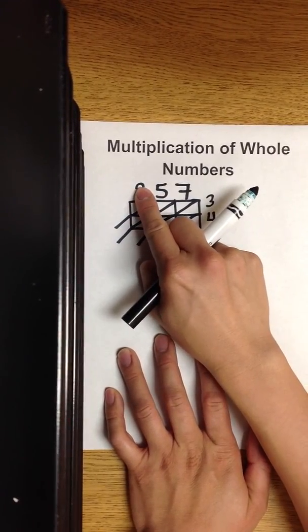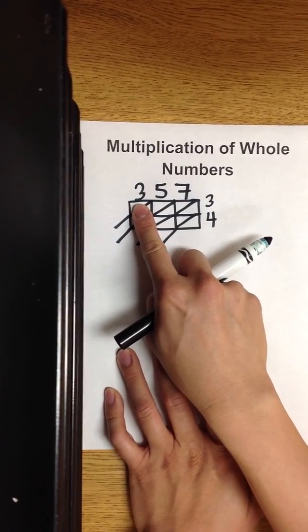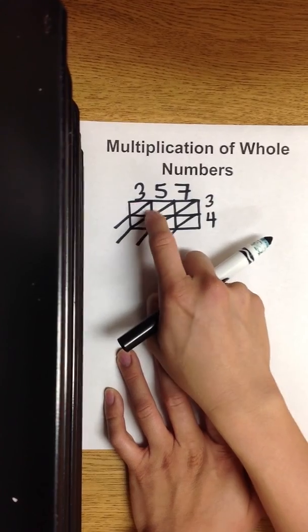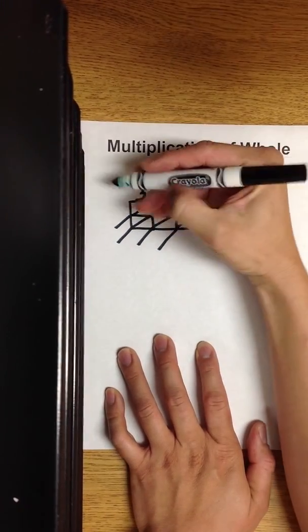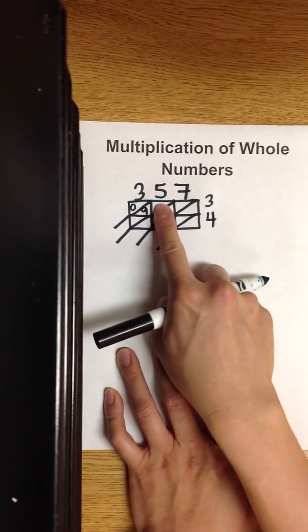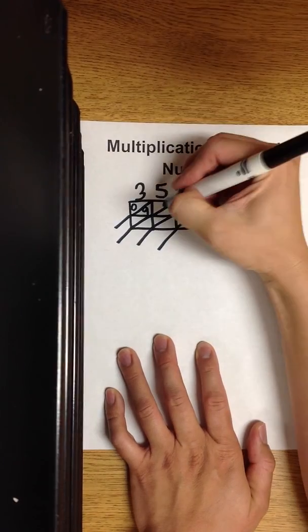What number do you see above it? 3. What do you see to the right of it? 3. What is the product of 3 times 3? 9. There are 2 boxes, ones place and tens place. So to write it, you write 0, 9. Let's go to the second box. What number do you see above it? 5. What do you see to the side of it? 3. 5 times 3 is 15.